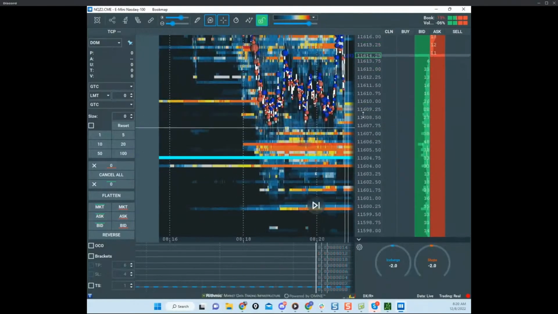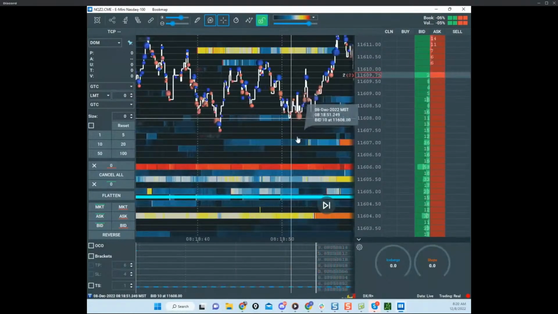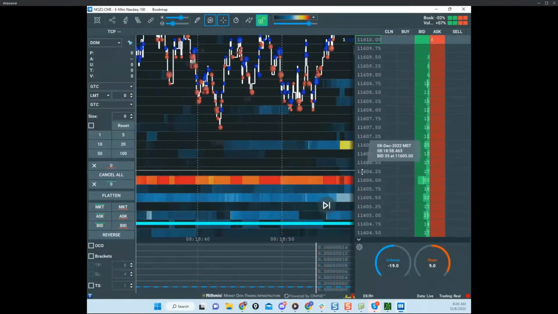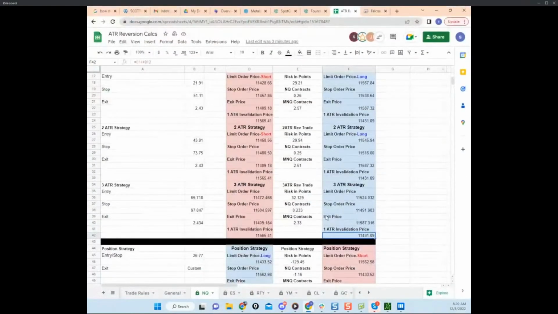All right, so let's see if this retested. I consider a retest if it got within 10% of an ATR from the top of the zone. So the top of the zone was 475. It actually shows you right here. Let's take a look here.